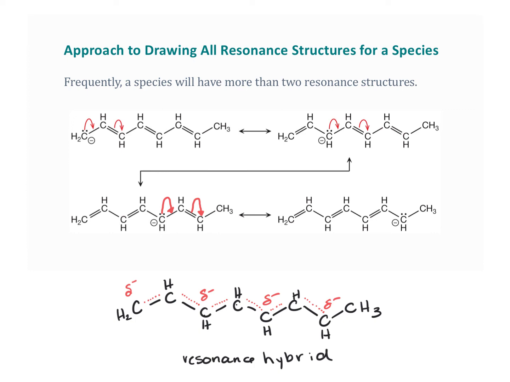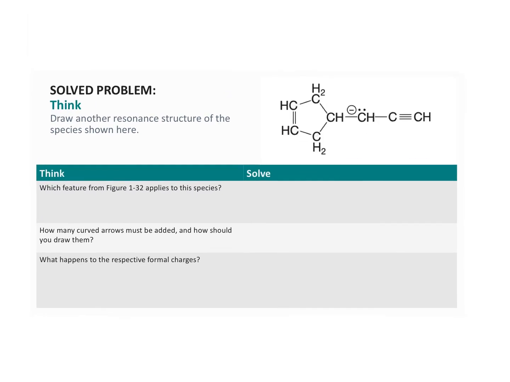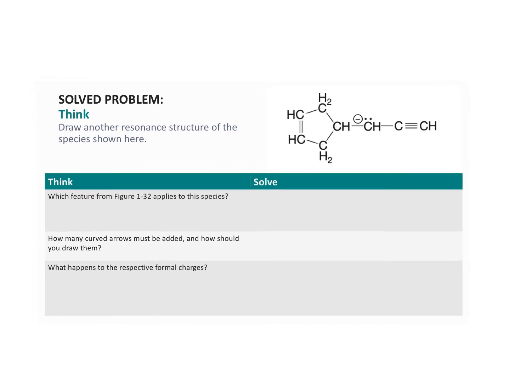Okay, so let's do another example. Draw another resonance structure of the species that's shown here. So we have a species here, and we want to draw a resonance structure. And so here are some of the things we need to think about before we draw a resonance structure. Which feature from figure 132 applies to this species?